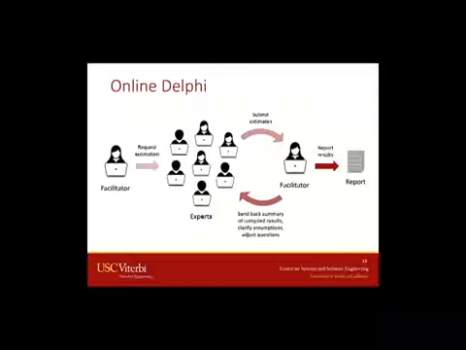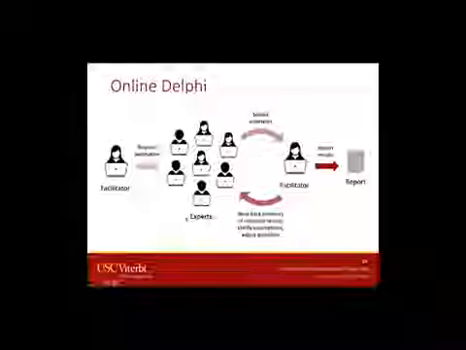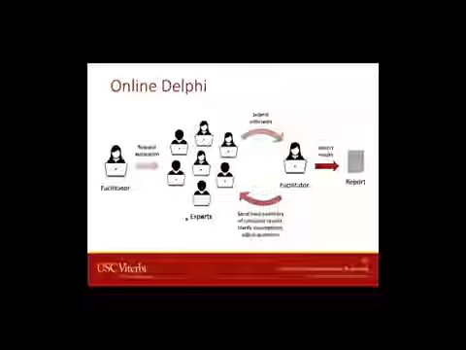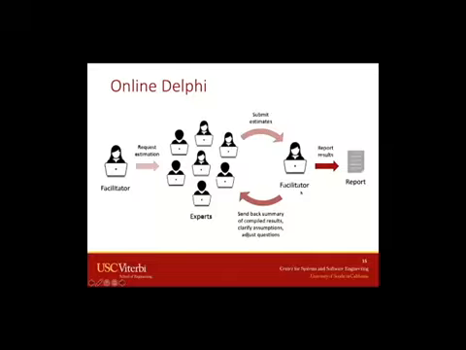So as a way to test the scale and gather initial estimates for the security levels, we conducted an online Delphi study with security experts. This picture illustrates the online Delphi process. The facilitator sends an estimation request to the participants. The experts analyze the information, in our case, the levels of secure software development, and submit their estimates back to the facilitator.